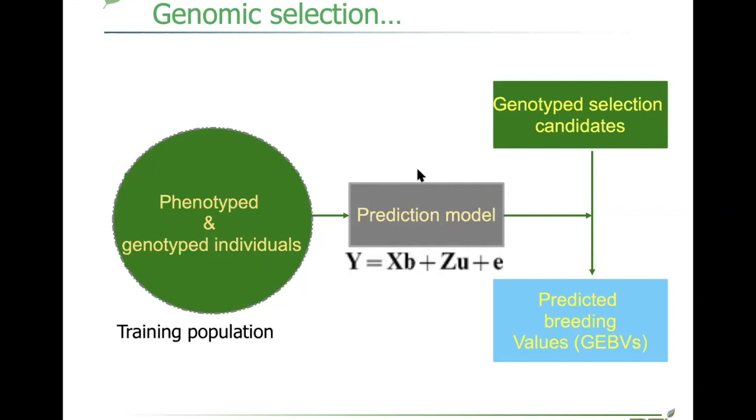Once you have a prediction model, then down the road in your breeding program, all you need is just genotype your progenies, no need for phenotyping, and then you can use the prediction model on the genotyped selection individuals to predict their breeding merit or breeding values, which you can use to select parents, do crossing, do evaluation, and again go on and on in the breeding cycle.